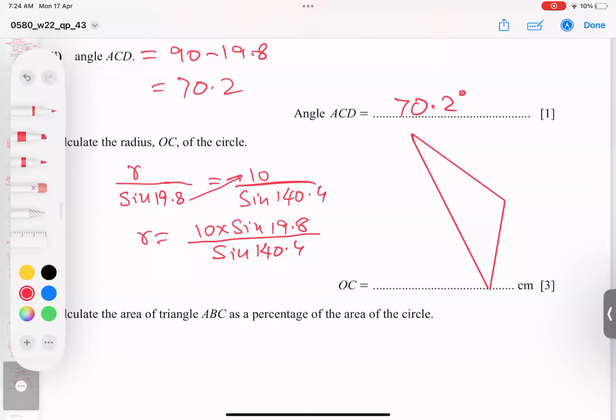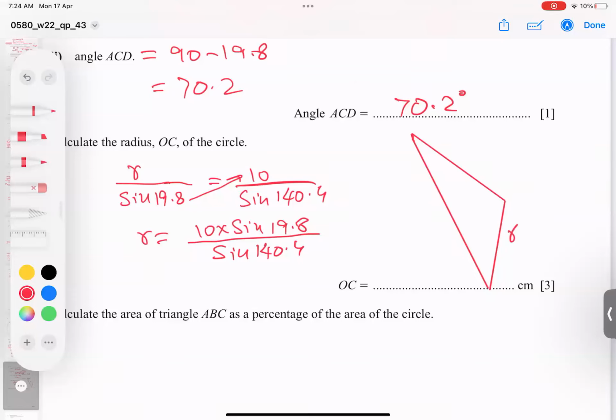Okay, so you can see it. You can see this is a radius, and this angle is 140.4. This is 10, this is 19.8, and this is also 19.8. Ultimately, when I find it, it is 10 times 2 sine 19.8 divided by sine 140.4. The answer I'm getting here is simply 5.31.